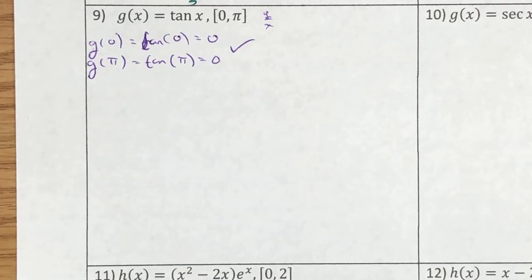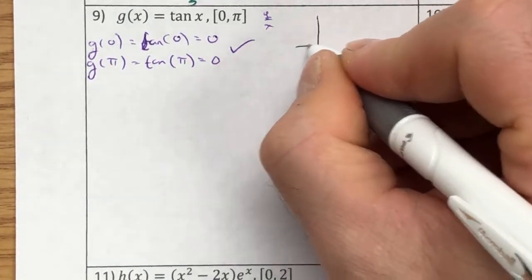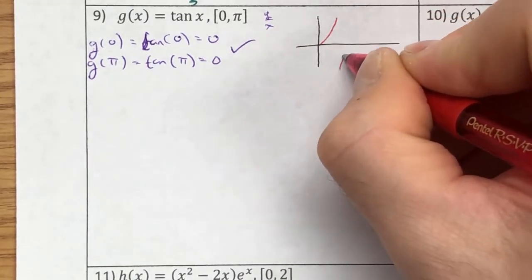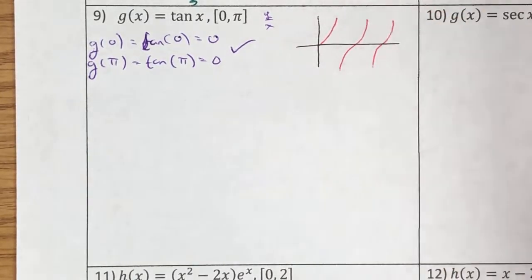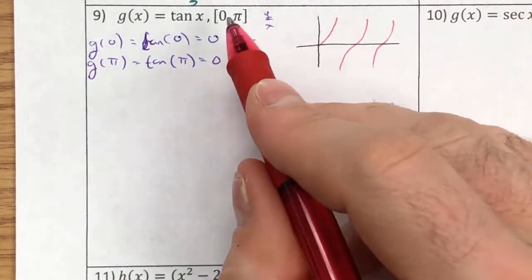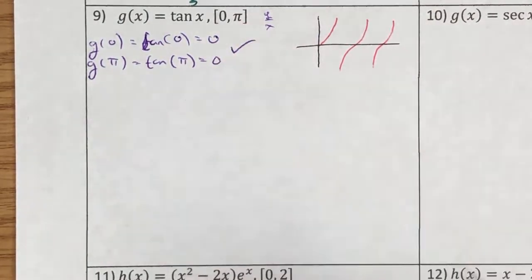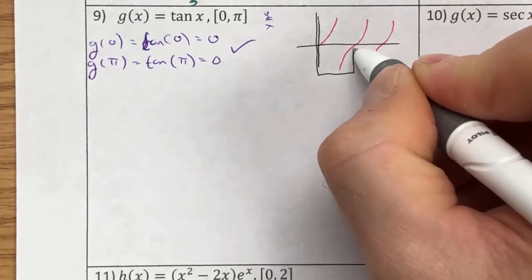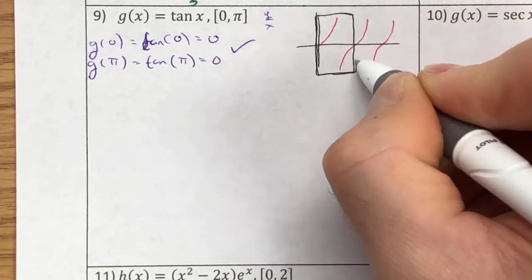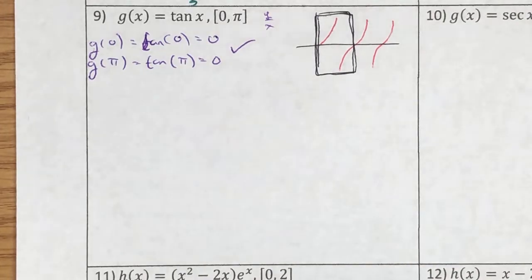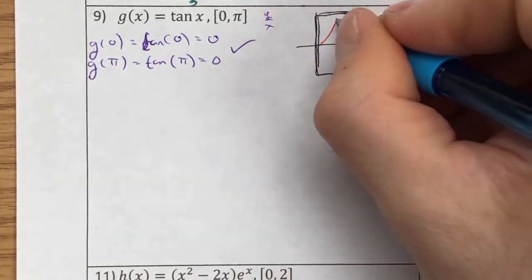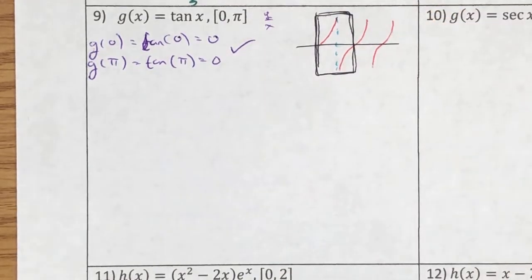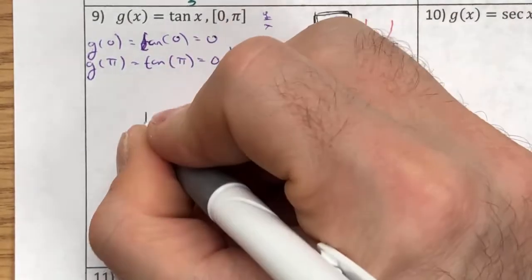However, we should remember that tangents, when we graph them, have lots of asymptotes. So we're trying to check out, is there an asymptote between 0 and pi? And unfortunately, the answer is yes, because between 0 and pi, albeit that is a period, we do have an asymptote right in the middle. So Rolle's theorem does not apply.